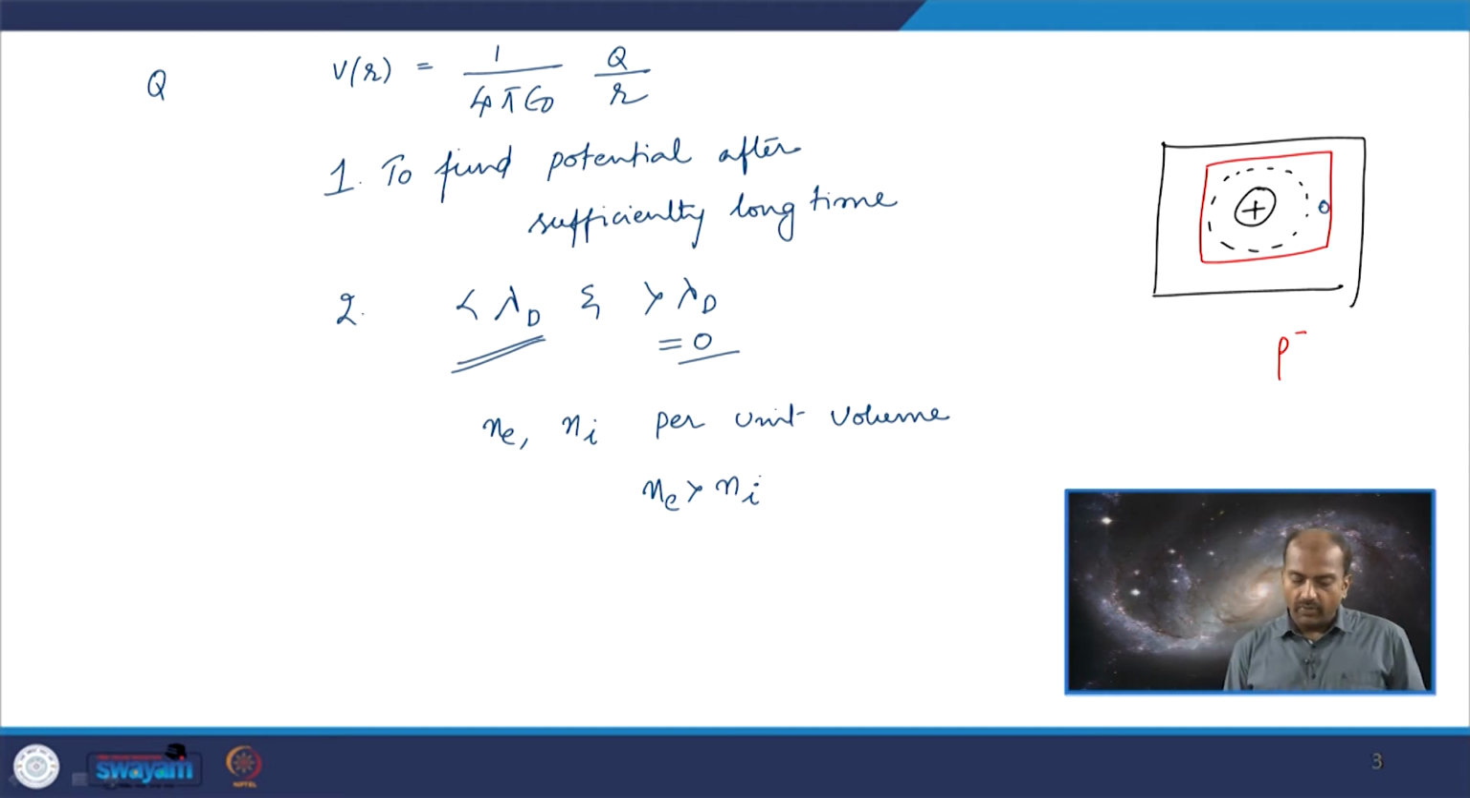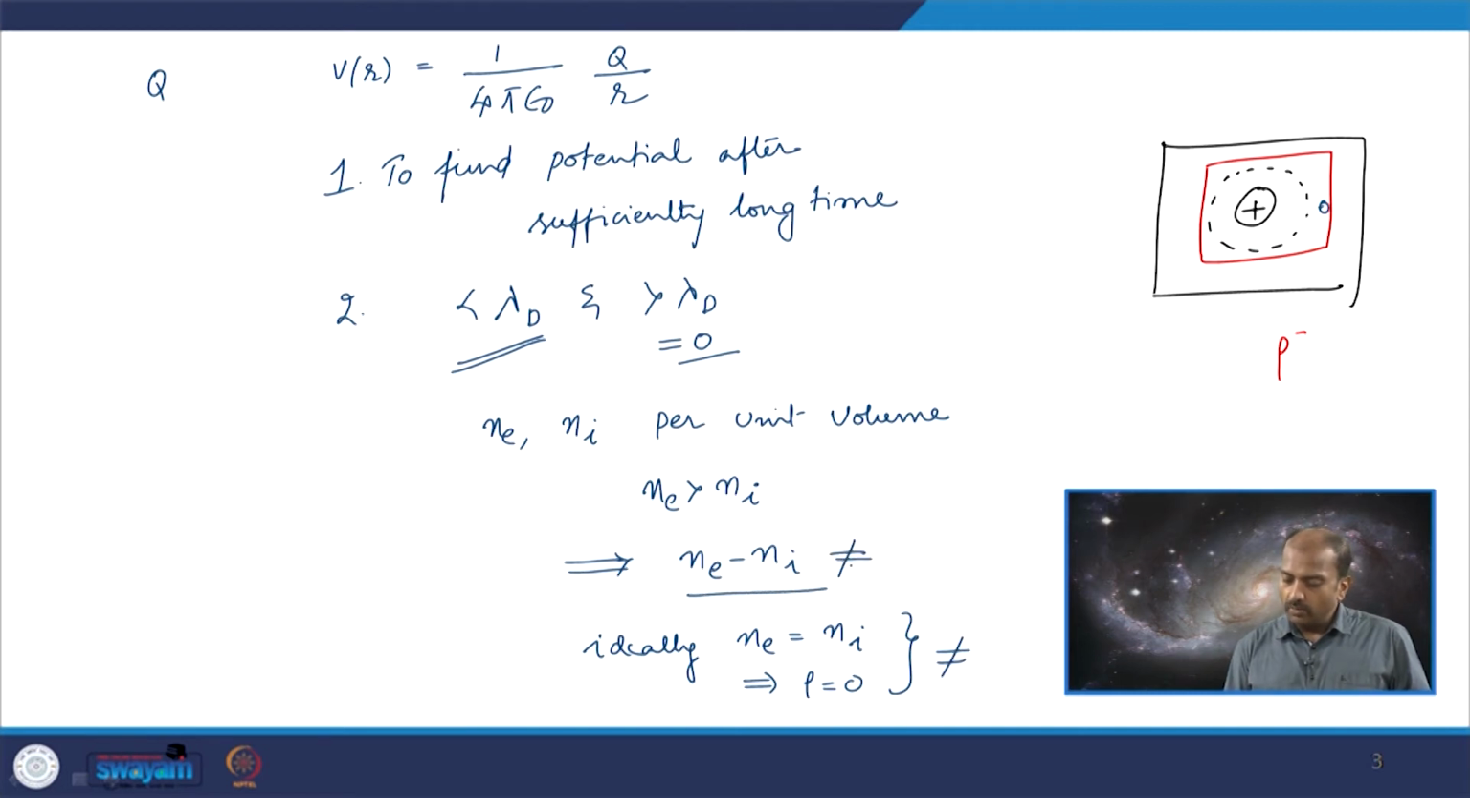This leads to effective charge as Ne minus Ni. Ideally, everywhere in plasma, before you keep a test charge, Ne is equal to Ni, that means net charge density is 0, but in this case it is not. So, Ne minus Ni becomes greater than 0.